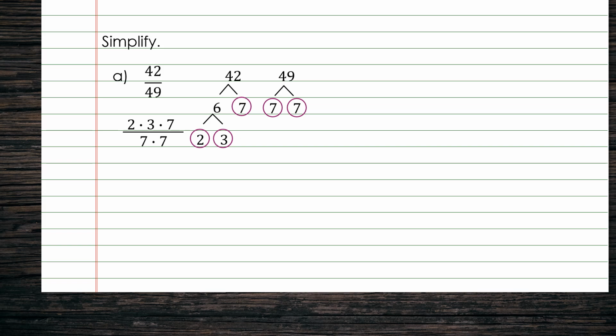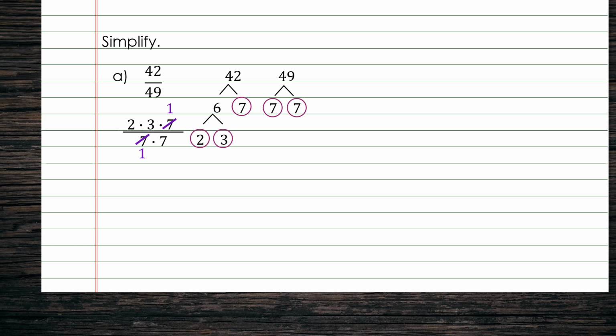And if you notice, a 7 appears in both the top and the bottom. Well, 7 divided by 7 is 1, so those factors reduce to a value of 1. They do not cancel. Instead, they reduce. However, notice in the top, the numerator, we still have 2 times 3 times that 1, and in the bottom, we have 1 times 7.